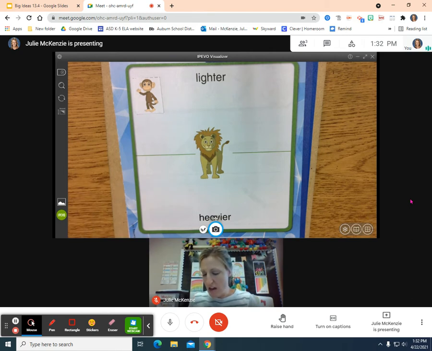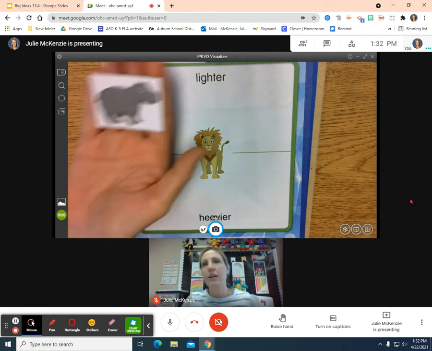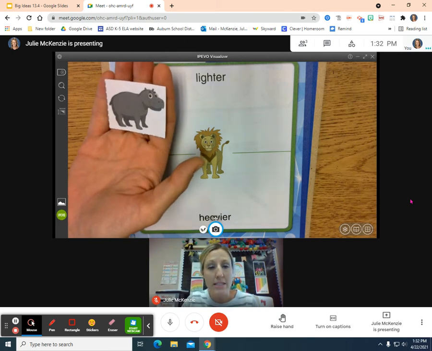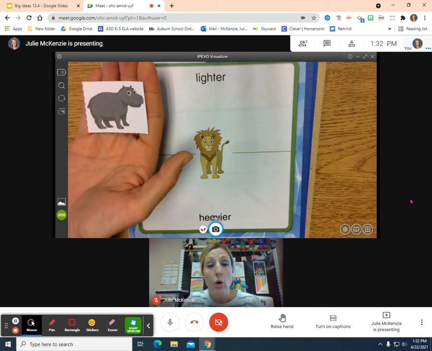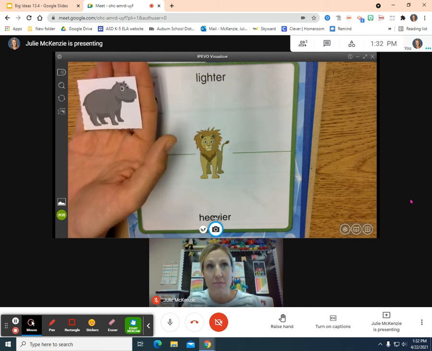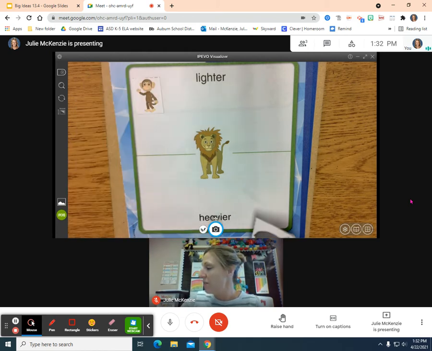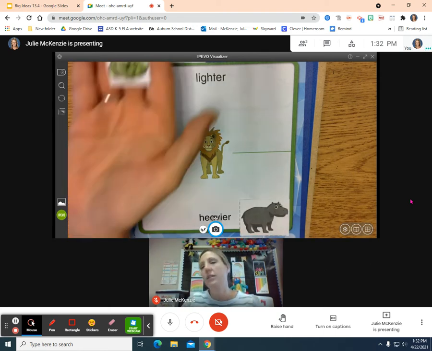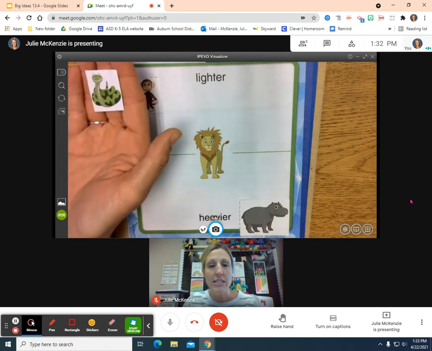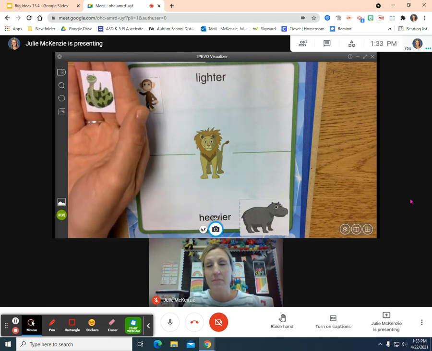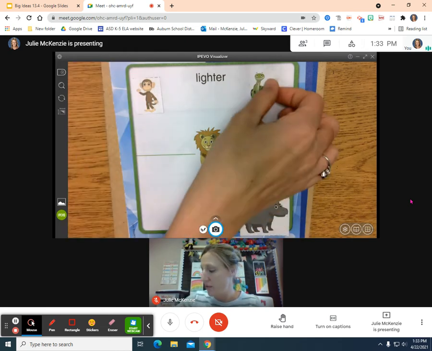Okay, what about the hippopotamus? Do you think a hippopotamus would be heavier or lighter than a lion? Heavier. They are very, very big animals. A hippopotamus is a huge animal. What about this? A snake. Do you think a snake is lighter than a lion or heavier than a lion? I think you're right. Lighter than a lion.